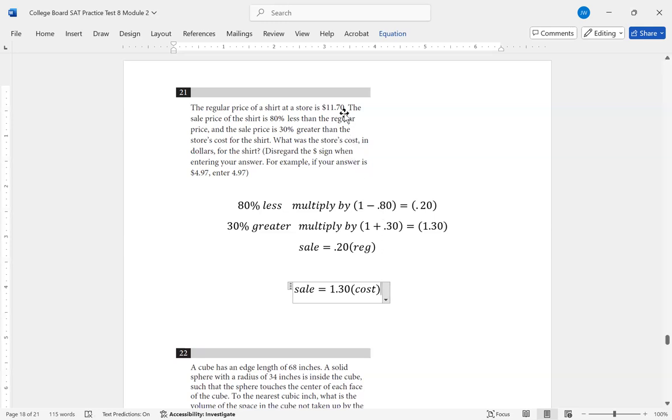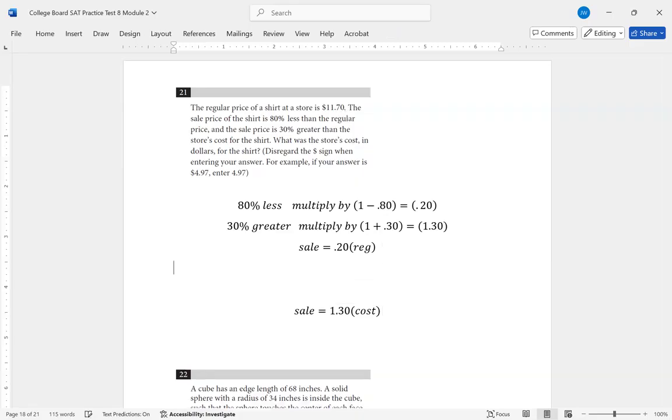Now, I know that the regular price is $11.70. So what I do is I take this equation and say the sales price is 20% of that $11.70. That means that the sales price is whatever I get when I multiply that, which is $2.34. So the sale price is $2.34.